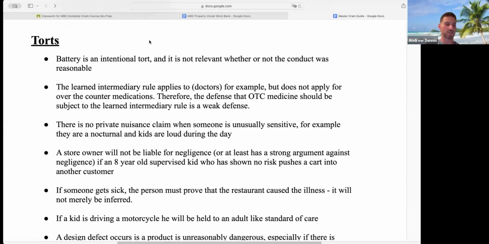All right, let's talk about torts. I love torts, my favorite subject. Did you know I got the Cowie Award in torts? No, people make fun of me because I always say that, but you would say it too.